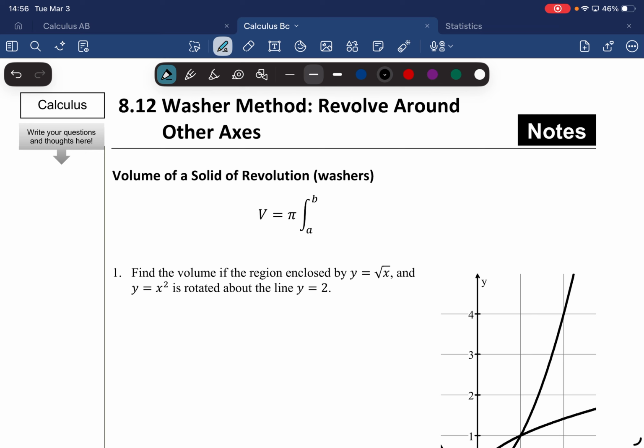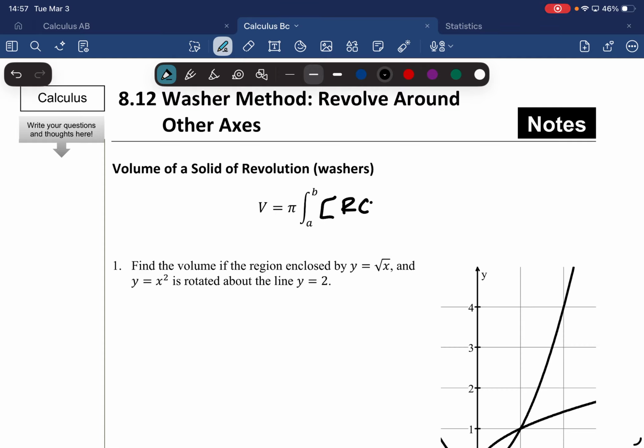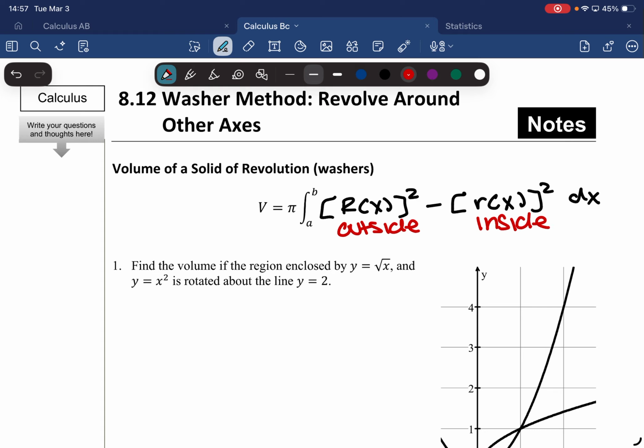The first part here just has us rewrite the formula for volume. So volume is equal to pi times the integration from a to b of capital R of x squared minus little r of x squared dx, where again the capital R is the outside function, lowercase r is the inside function.